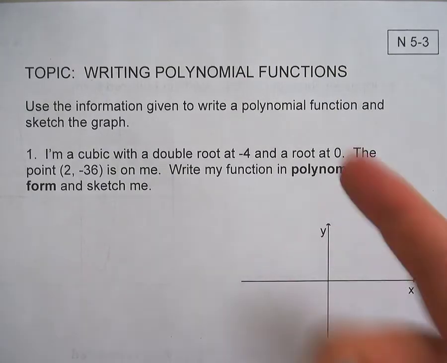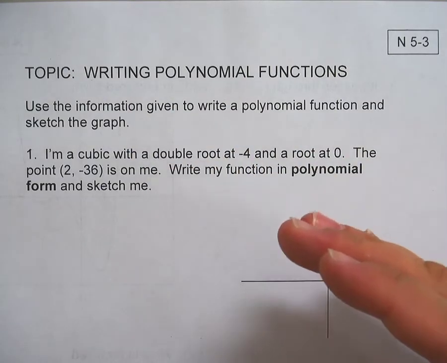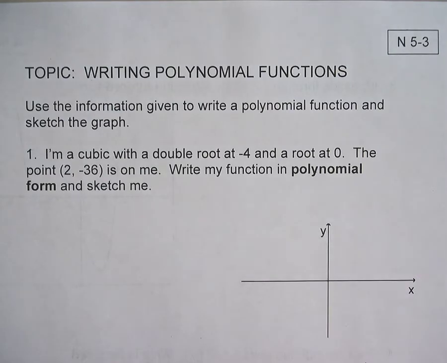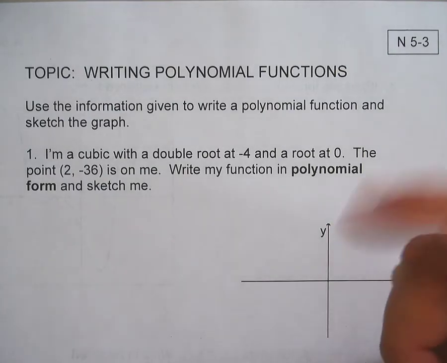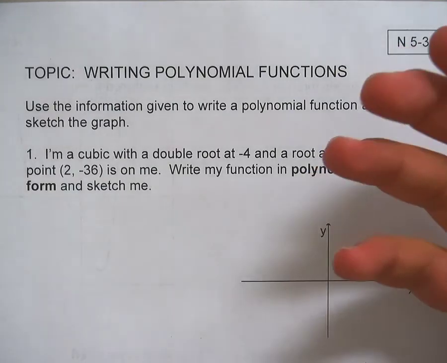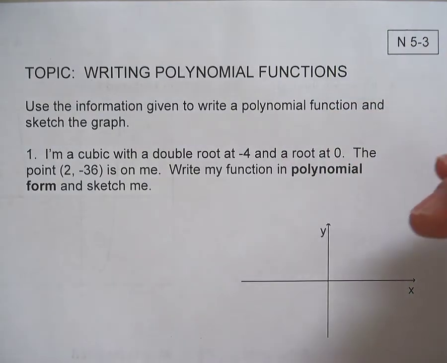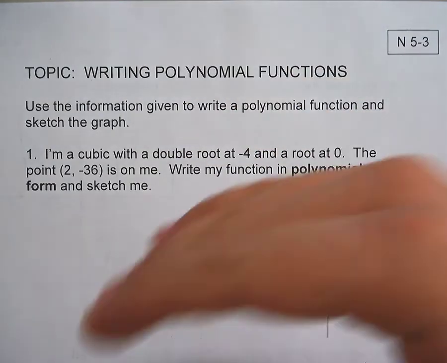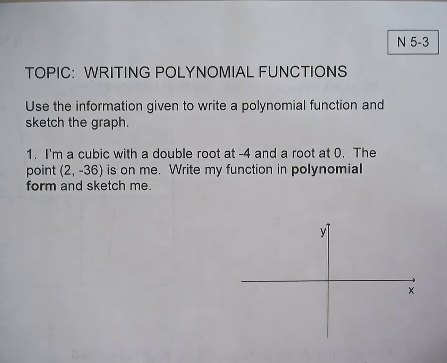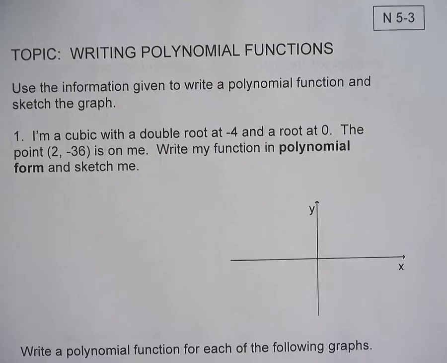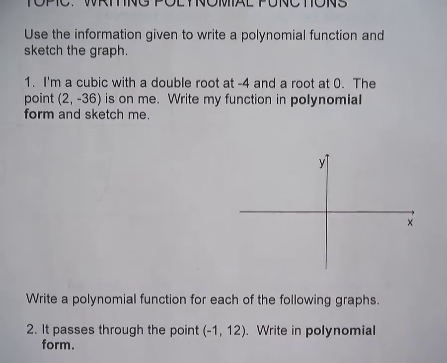A single root crosses the x-axis. A double root is going to bounce off the x-axis. It's going to go down and bounce off, or come up and bounce off. And a triple root is going to cross and change concavity. Right? It's going to cross and change concavity. So let's look at one of these here. Number one. Perfect place to start is number one.